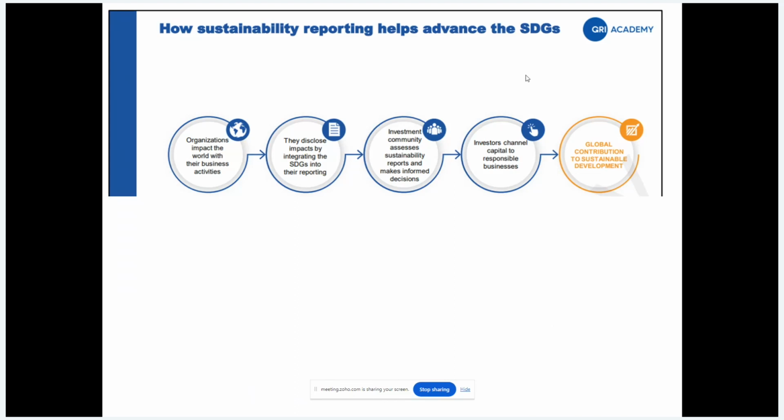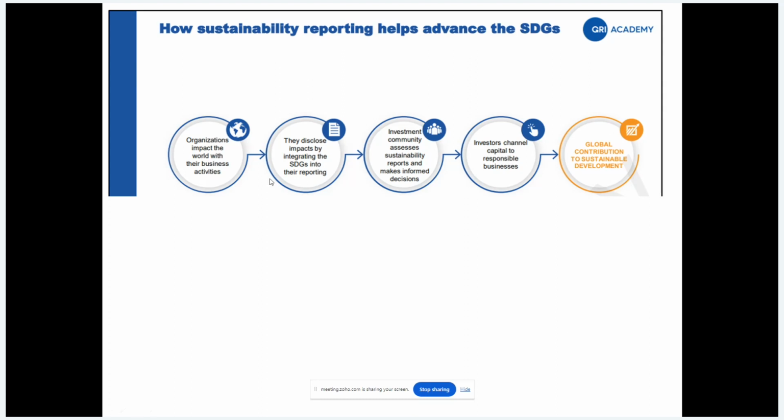How does reporting have a positive effect on the SDGs? Organizations impact the world with their business activities. They disclose impacts by integrating the SDGs into their reporting. So there is a uniform way in which people can understand your sustainability report, because otherwise the report is given without making any linkage to the SDGs. When it is linked to the SDGs, people can understand and people can compare also, and see what is the level of improvement in relation to the SDGs.